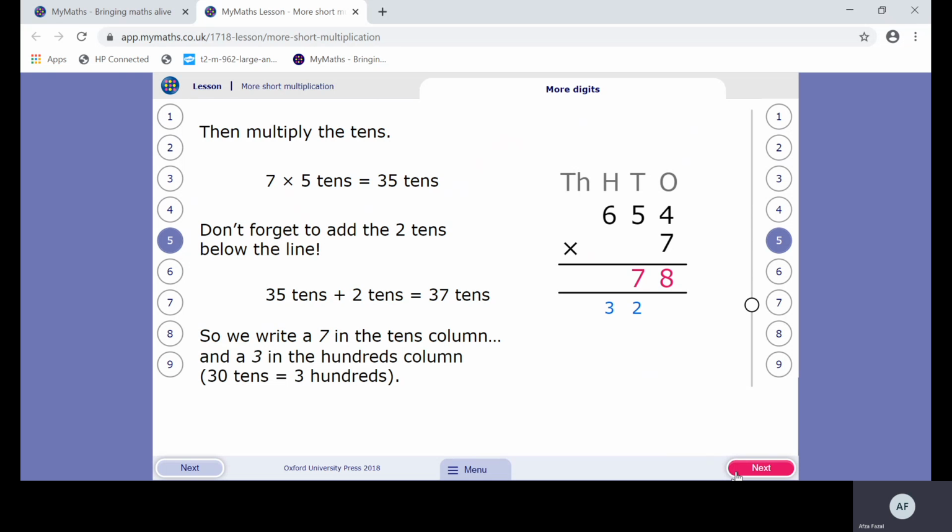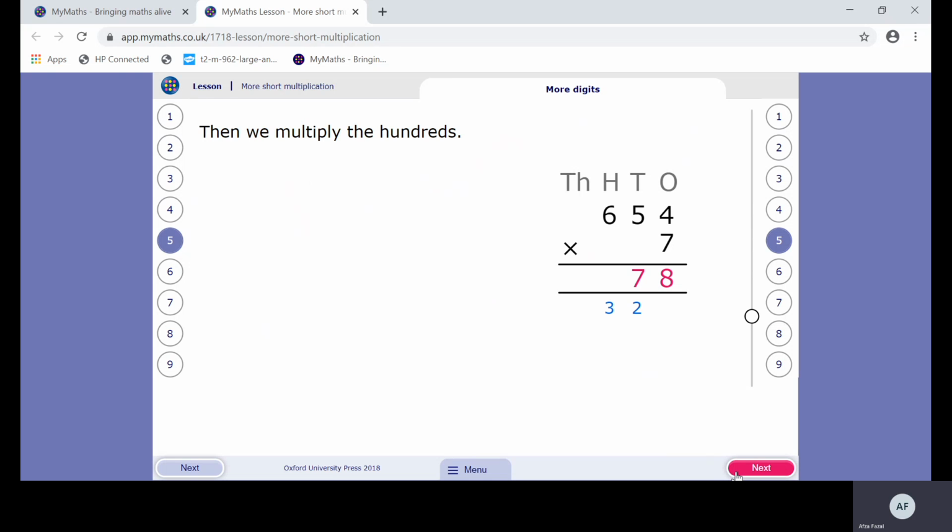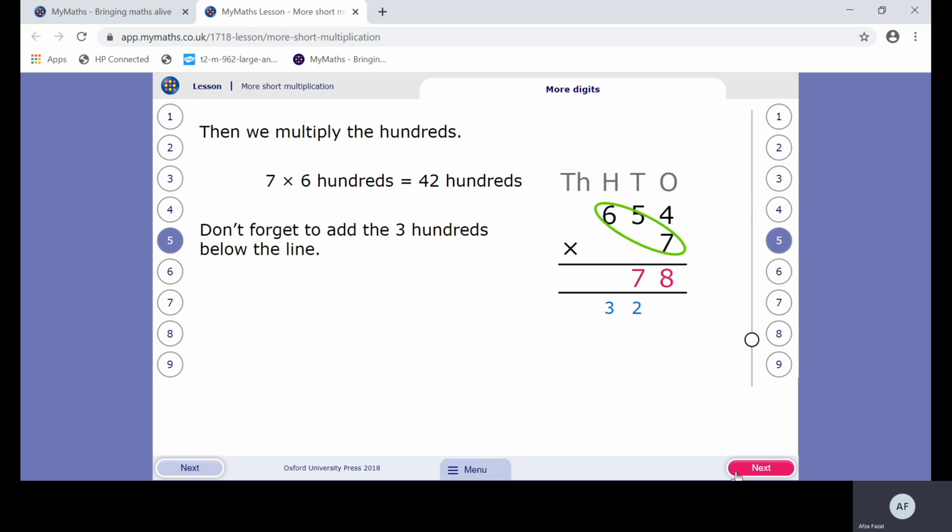So write a 7 in the tens column and a 3 in the hundreds column. Then we multiply the hundreds. 7 times 6 hundreds is 42 hundreds. Don't forget to add the 3 hundreds below the line. 42 hundreds plus 3 hundreds equals 45 hundreds. So it's 4,578.